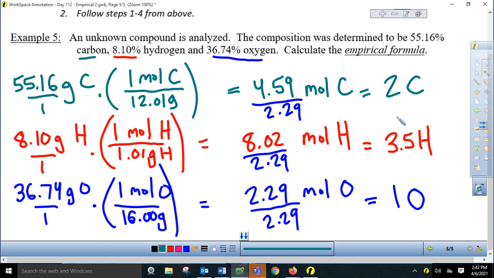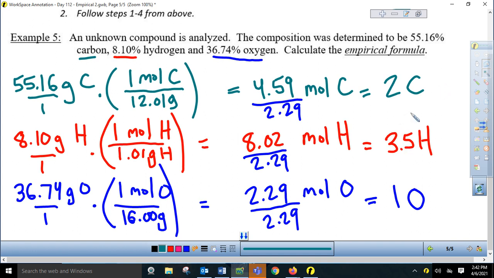But here's the problem. Look, 3.5, that's not close enough. We can't round to 3. We can't round to 4. We can't round to a whole number here. That's a half. That's 3.5. So what you can do here is you can double everything. We're going to double everything to give us whole numbers. So if you end up with a half, double everything.